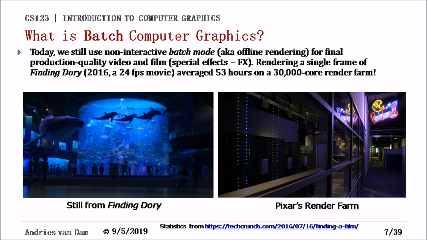For example, the film Finding Dory, which came out in 2016, is a 24 frames per second movie, or 24 FPS movie. This movie took 53 hours on a 30,000 core render farm. Important thing is, what is a render farm? A render farm is a high performance computer system, a computer cluster built to render computer generated imagery or CGI, typically for film and television visual effects.